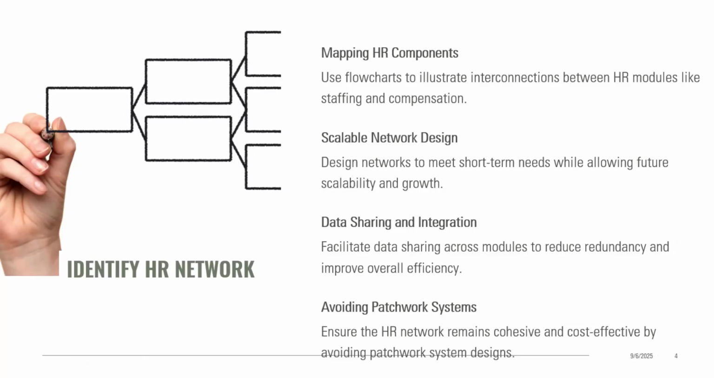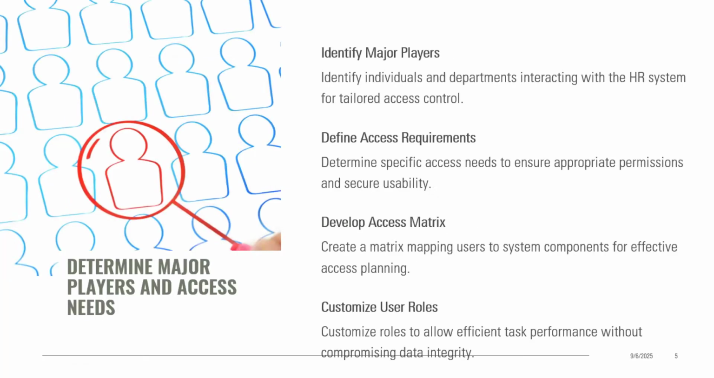Next, facilitate data sharing across various departments and modules to reduce repetition or redundancy, and this will help improve the overall efficiency. Ensure that the HR network remains cohesive and cost effective, because later if you want to make any changes, it becomes expensive. So this is the second step, identifying how the HR network works.